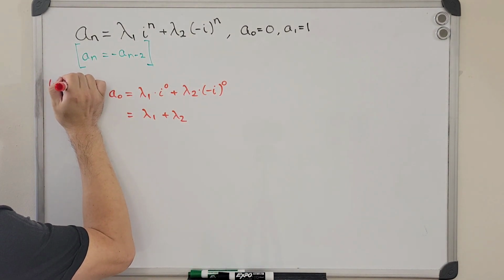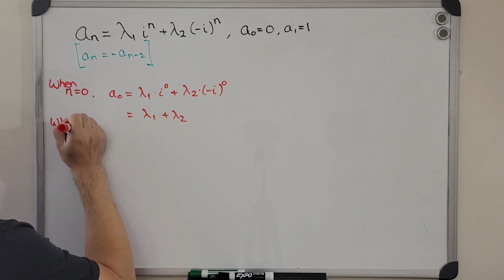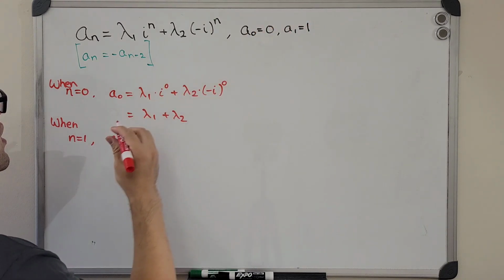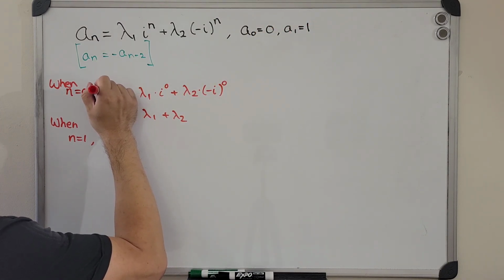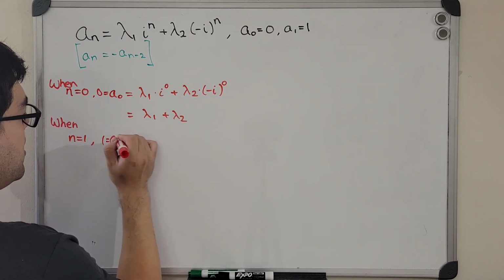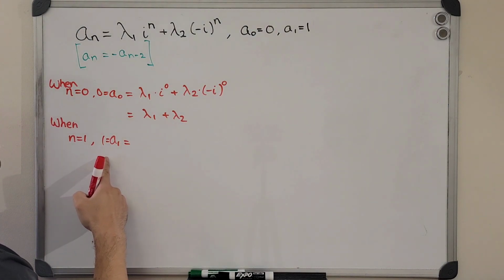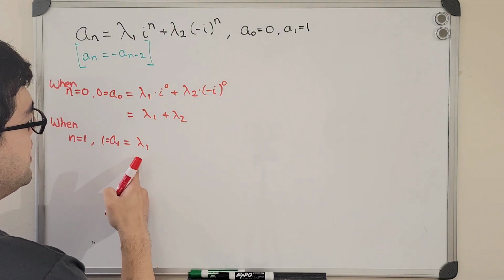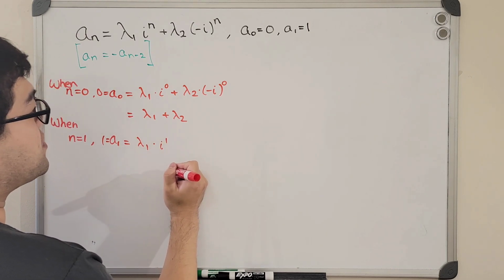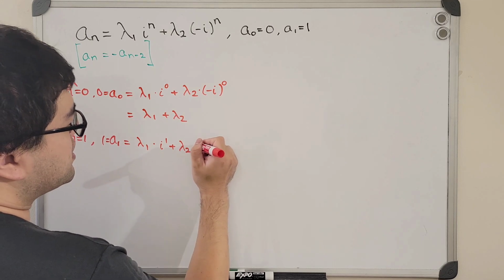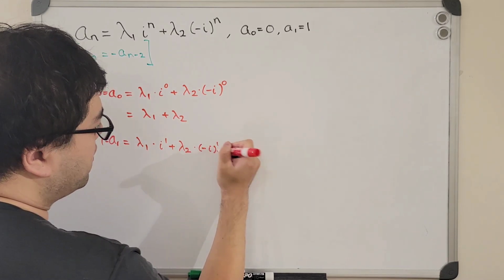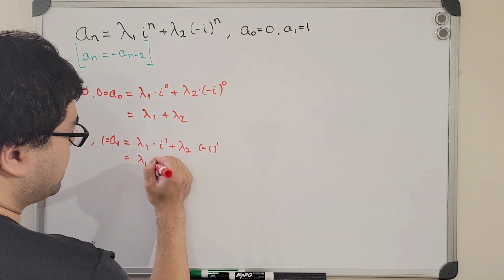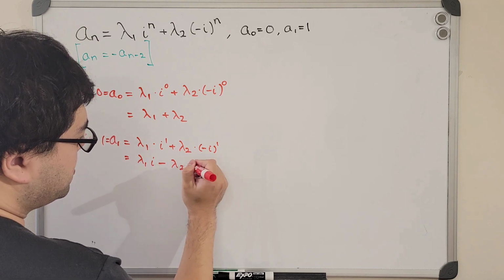Similarly, if we substitute n equals 1, we get a sub 1, which is equal to 1 here. And again, a sub 0 is equal to 0 because of the initial condition. So we have a sub 1, which is equal to 1. Substituting into the right hand side of the general equation, we get lambda 1 times i to the 1st power plus lambda 2 times negative i to the 1st power. And if we simplify it, we get lambda 1 times i minus lambda 2 times i.